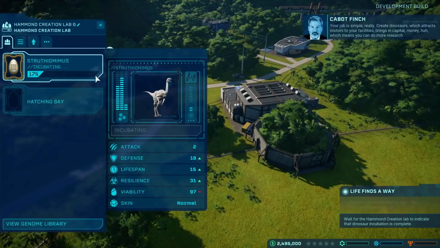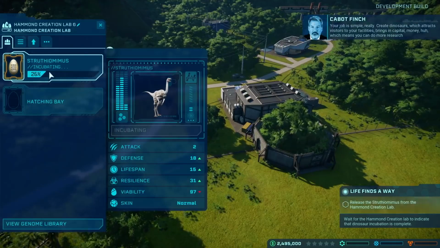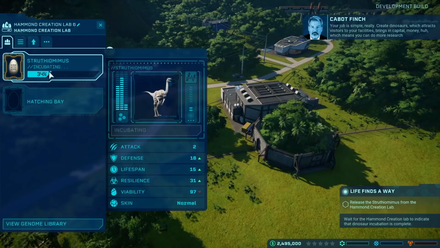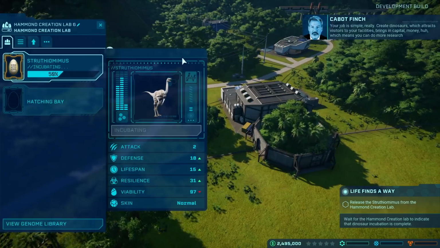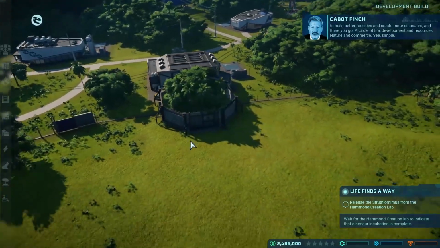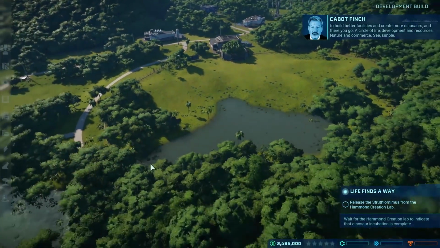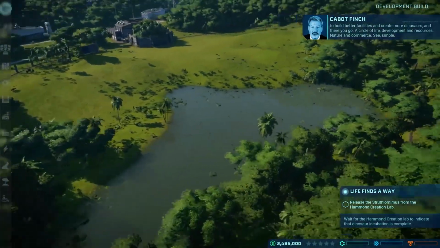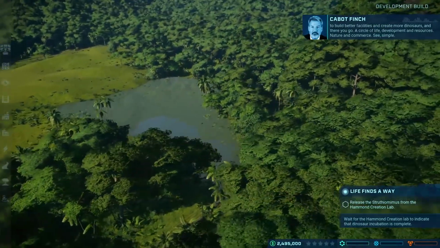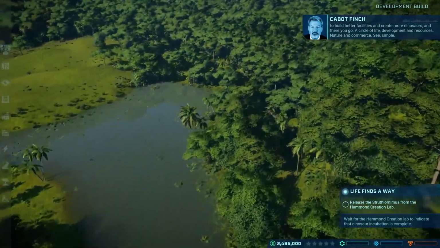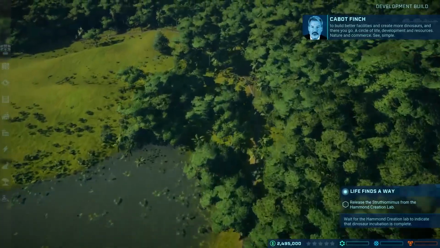Your job is simple, really. Create dinosaurs which attract visitors to your facilities, brings in capital, money, which means you can do more research to build better facilities and create more dinosaurs, and there you go. A circle of life, development and resources, nature and commerce. See? Simple.